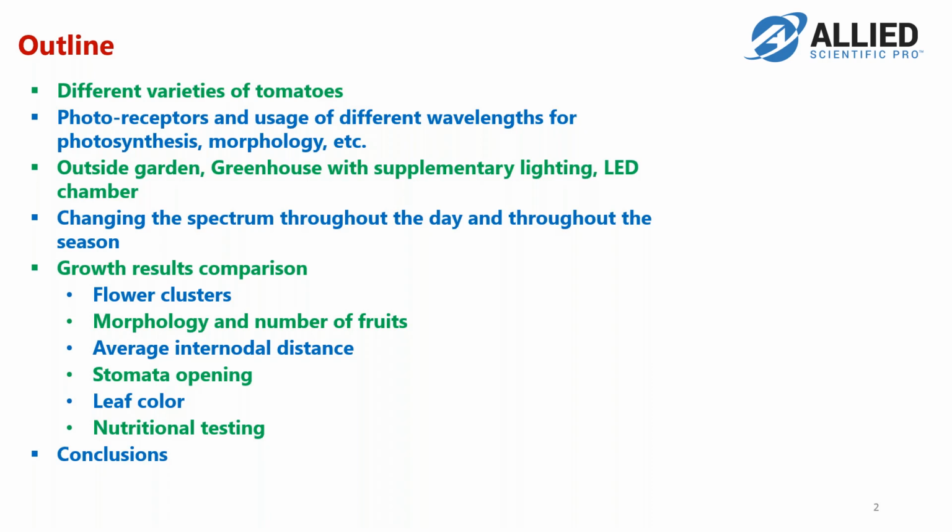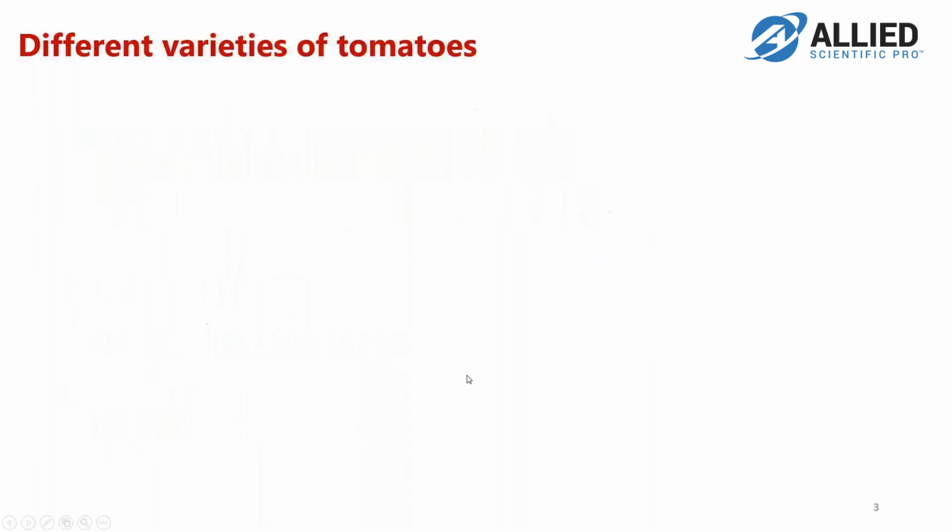I'll talk about different varieties of tomatoes, the photoreceptors, the usage of different wavelengths for photosynthesis, and morphology, and then about the environment: the outside garden, greenhouse with supplementary lighting, and LED chamber, changing the spectrum throughout the day and throughout the season. Then we will compare the growth results as far as flower clusters, morphology, average internodal distance, stomata opening, leaf color, and nutritional testing are concerned. And then we'll have some conclusions.